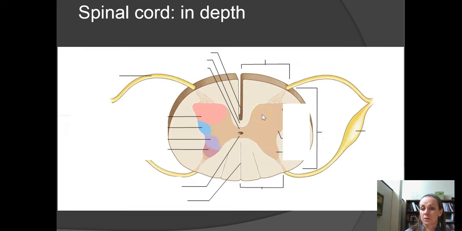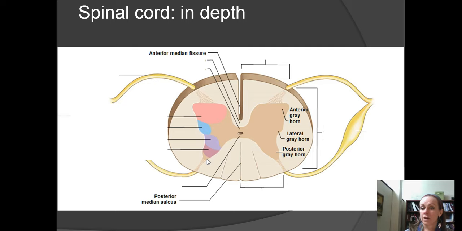Here's a cartoon representation, and it's the same thing. Let's go through these structures. Here we have the anterior median fissure. We know this side is anterior, one, because we have this deep fissure, and also because if we look at the wings of the butterfly, these get closer to touching the back side.